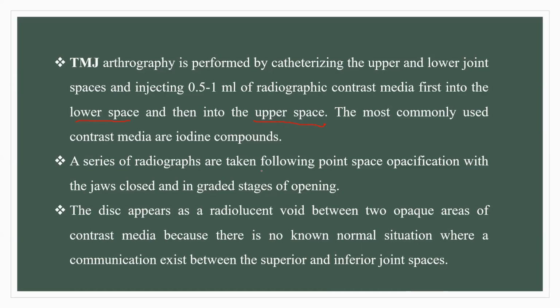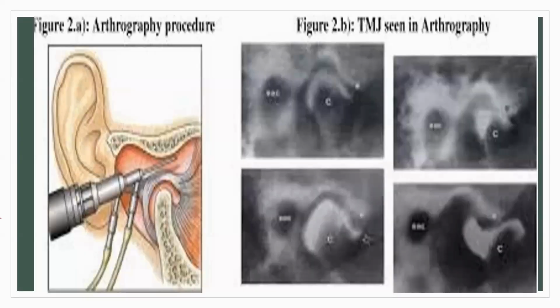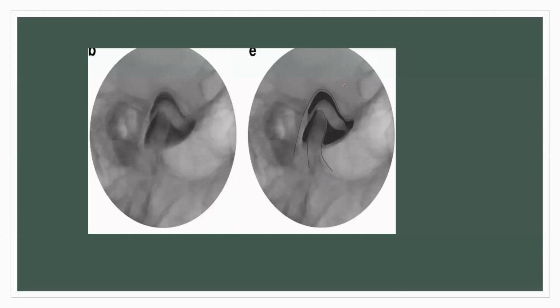A series of radiographs are taken following the joint space opacification with the jaws closed and in graded stages of opening. So once the dye is injected, we take a set of radiographs with the patient's mouth closed and in graded stages of opening. The disc appears as a radiolucent void between the two opaque areas of the contrast medium. So we'll see how the disc is going to appear. This is how we inject the contrast media, and this is how your joint is going to look. We'll see a clearer picture.